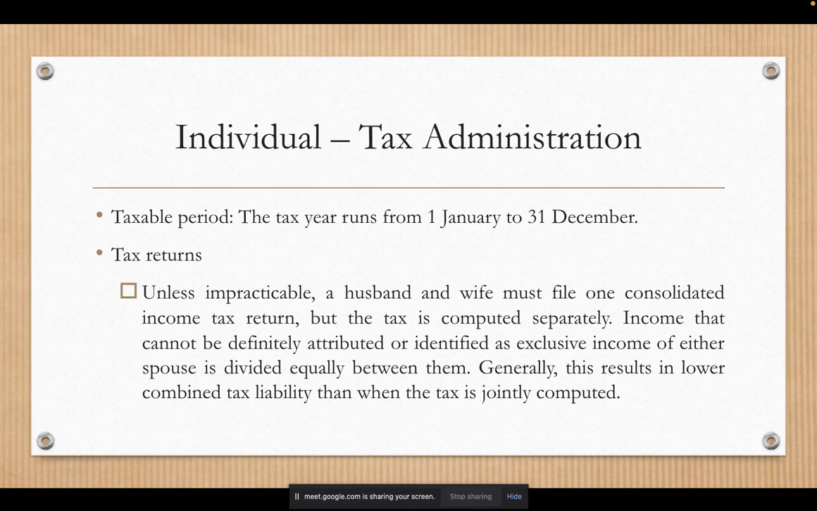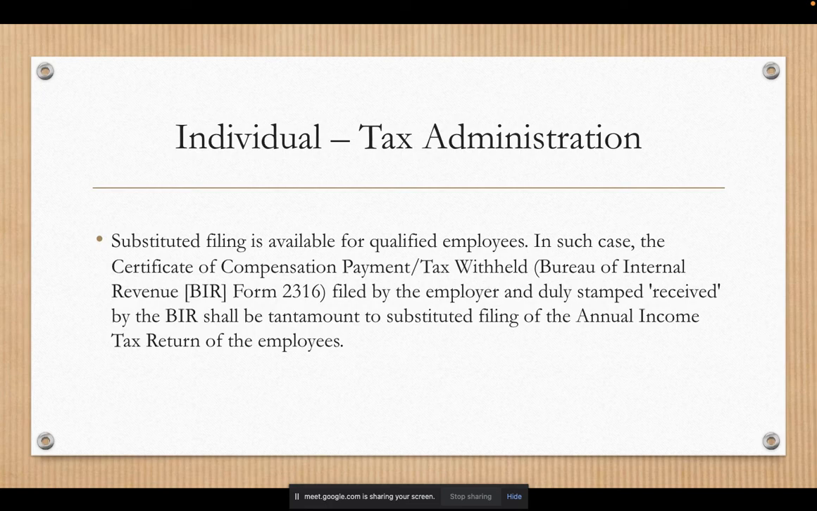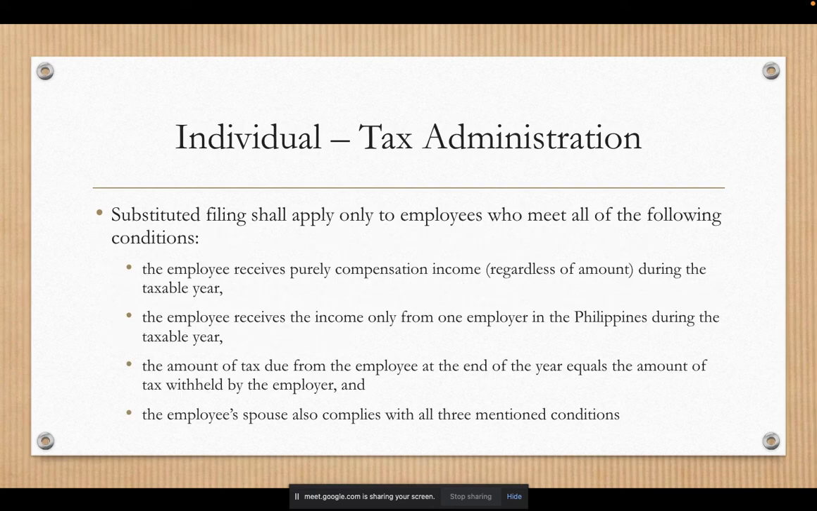Makikita mo to. Okay. Usually the tax period is January 1 to December 31 for individuals. Okay, calendar period tayo, unless impracticable to do so. And then substituted filing tayo if you are earning purely compensation income. Okay? Ang magiging substitute mo dyan is your Form 2316 and you will no longer be required to file your own income tax return. If, again, you are only qualified under substituted filing, okay, if you are earning purely compensation income from one employer. Okay.